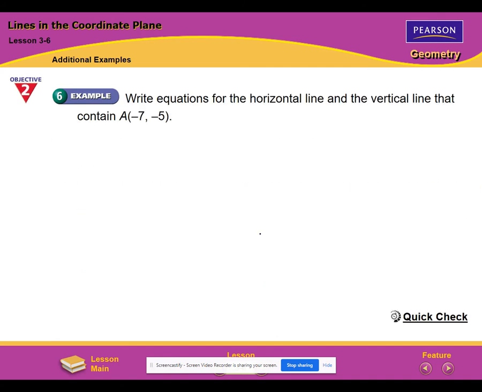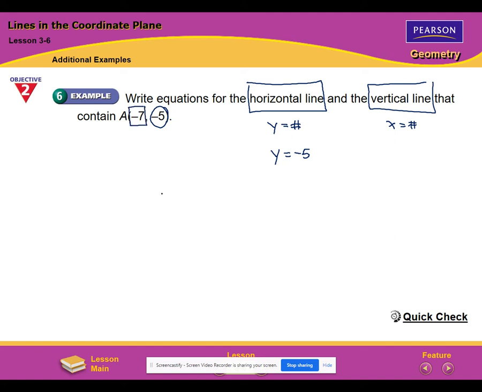Okay, and then we'll look at one more example. On this software, it says write equations for the horizontal line and vertical line that contains the point (-7, -5). All horizontal lines are of the form y equals a number. All vertical lines are of the form x equals a number. So, we'll graph these in just a second: y equals a number, and the point it contains is (-7, -5). That number would be -5. So that would be y equals -5. X equals a number for the vertical line would be the x value in the point, which would be -7.